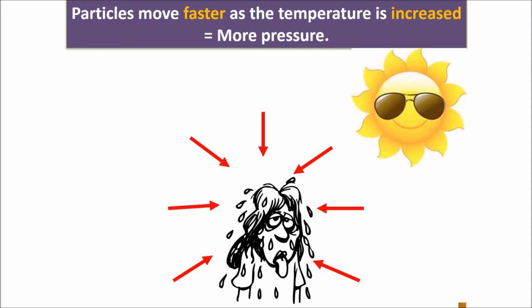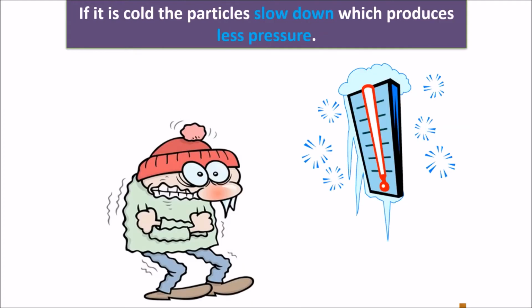If you remember last week when we looked at the particle model, we said that when particles are moving really fast, there's a special scientific word that we use. When molecules or particles are moving really fast, we say that they have kinetic energy. And the kinetic energy increases when the temperature increases. So this allows the particles to move faster and therefore increase the pressure in a container. However, if it is cold, the particles will slow down, which will produce less pressure.